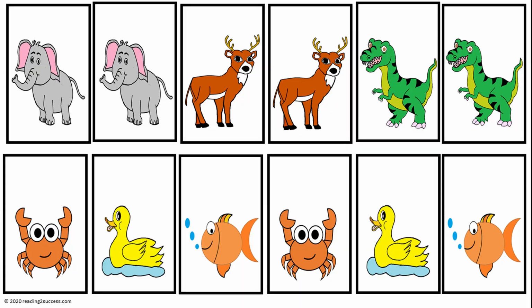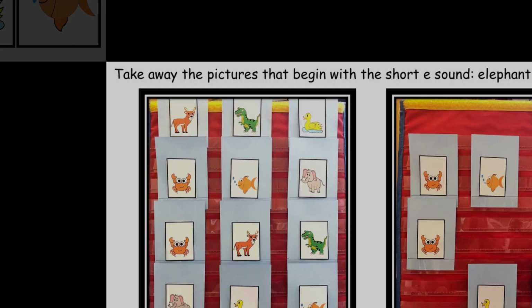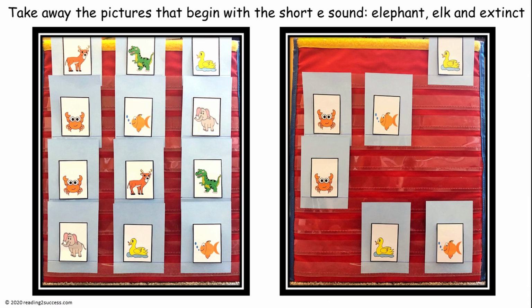These are our pictures for our next sorting activity. Elephants, elk, extinct, remember not dinosaur, extinct, crab, ducks, and fish. In this activity, kids are taking away the pictures that begin with the short E sound, elephant, elk, and extinct, and we are only keeping the words that do not have the E sound, duck, crab, and fish.